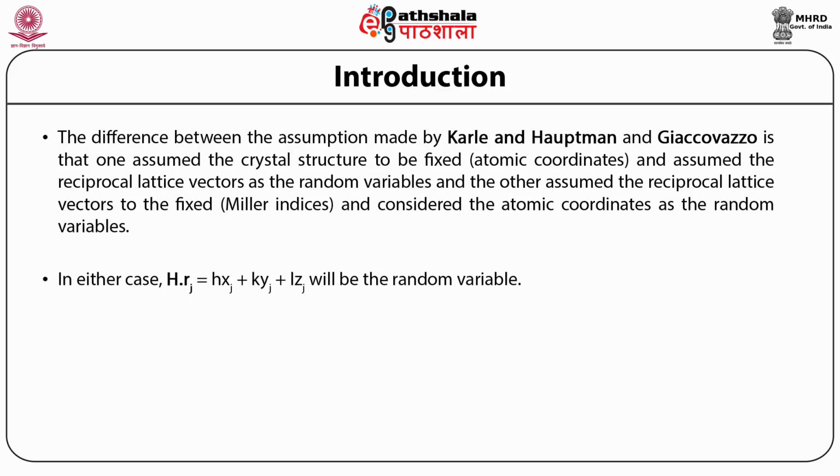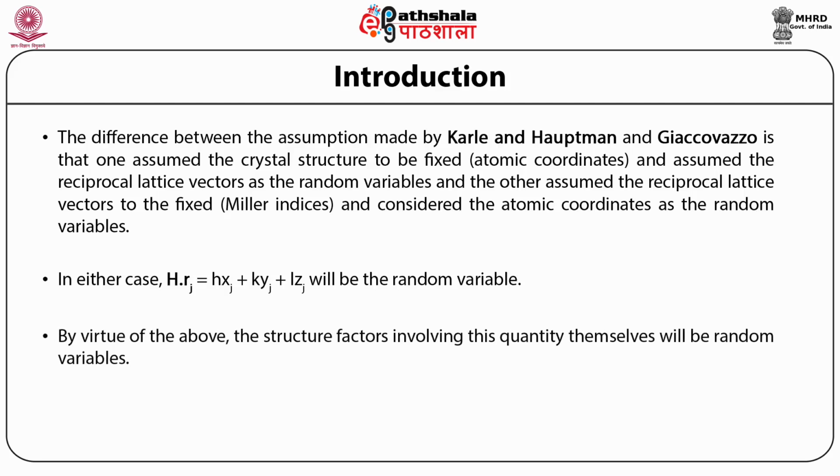If you look at this formula, if HKL are fixed, then if Xj, Yj, Zj are random variables, again H dot Rj is variable. Because of this, your structure factor itself is a variable, or the normalized structure factor itself becomes a random variable. Or if you fix Xj, Yj, Zj and assume HKL as random variables, again H dot Rj becomes a random variable. So by virtue of the above, the structure factors involving this quantity will always be random variables.